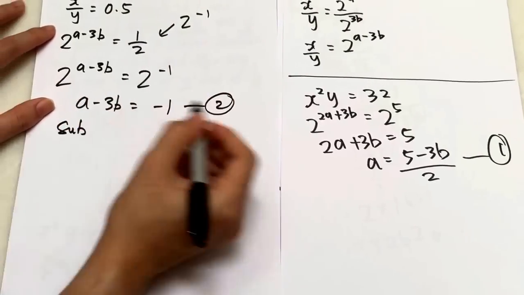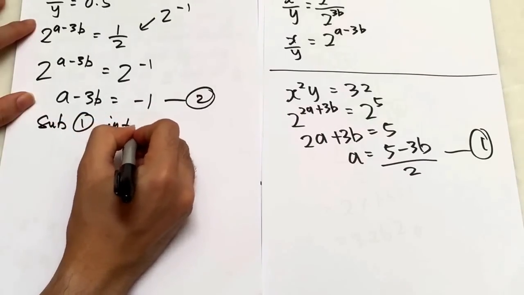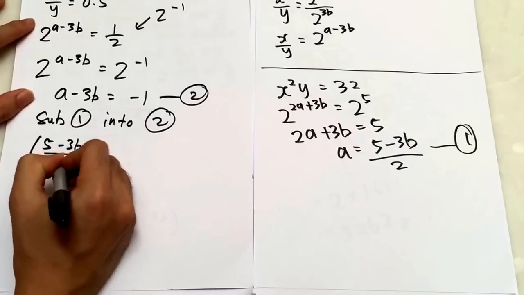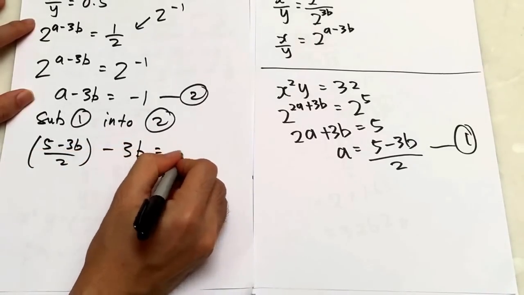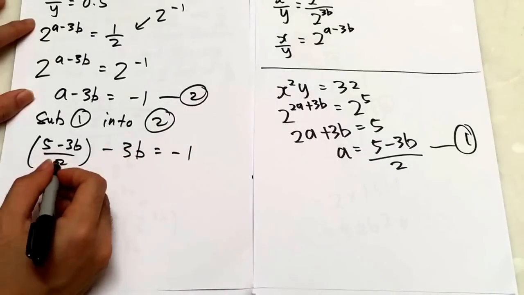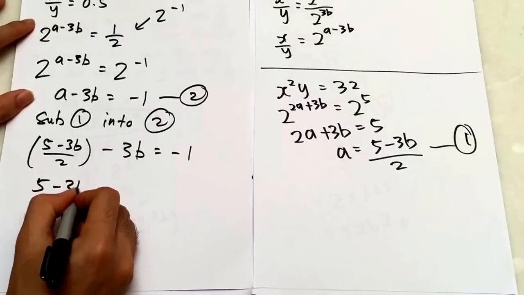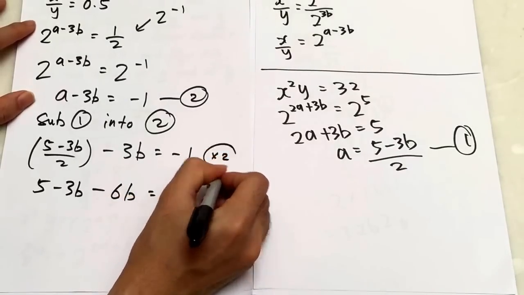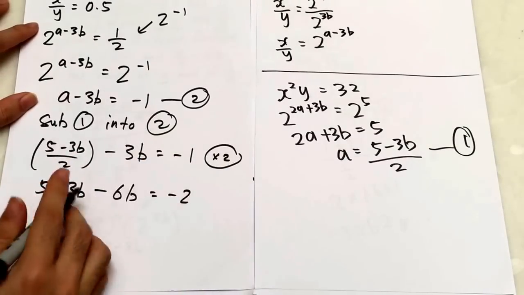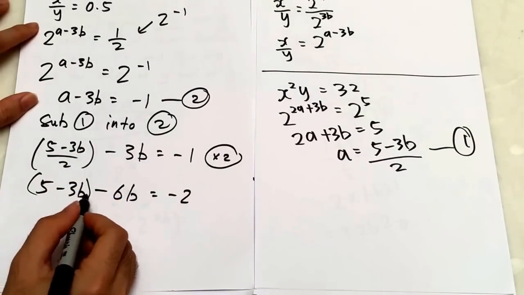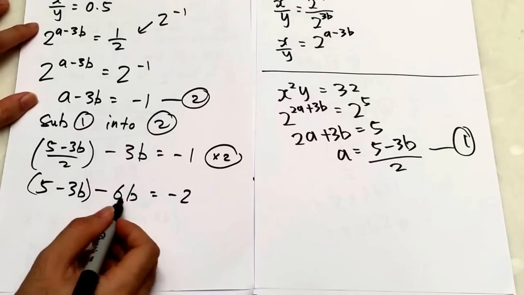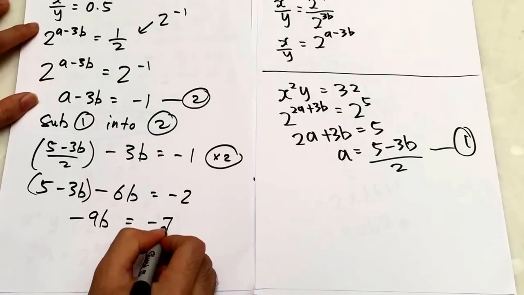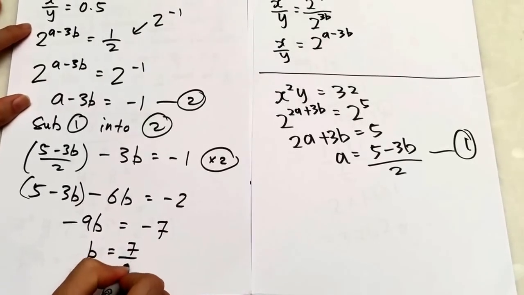Then I'm going to substitute my first equation into the second equation. So what I do over here is (5 minus 3b) over 2, minus 3b, equals negative 1. I multiply by 2 for every single term because I have over 2. So 5 minus 3b minus 6b equals negative 2. Alright, it's not so hard to understand. So yeah, minus 3b minus 6b, you get minus 9b. And positive 5 moves to the other side, minus 5, will be minus 7. So b will equal 7 over 9.